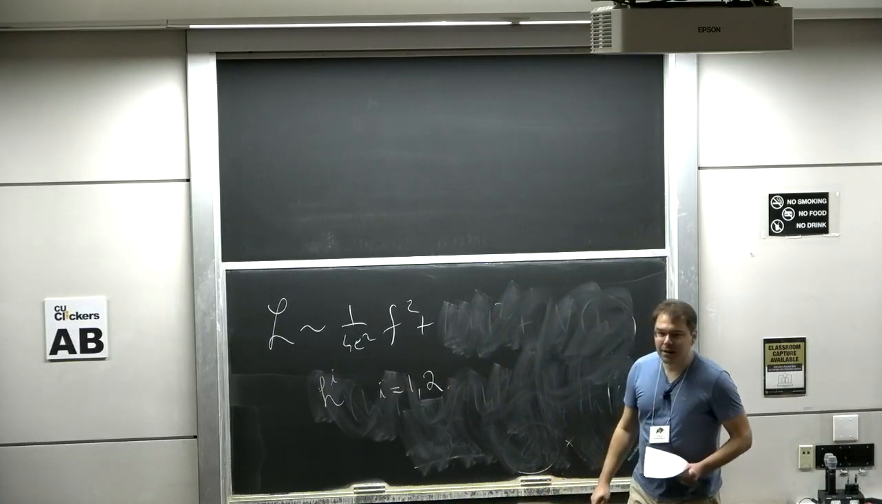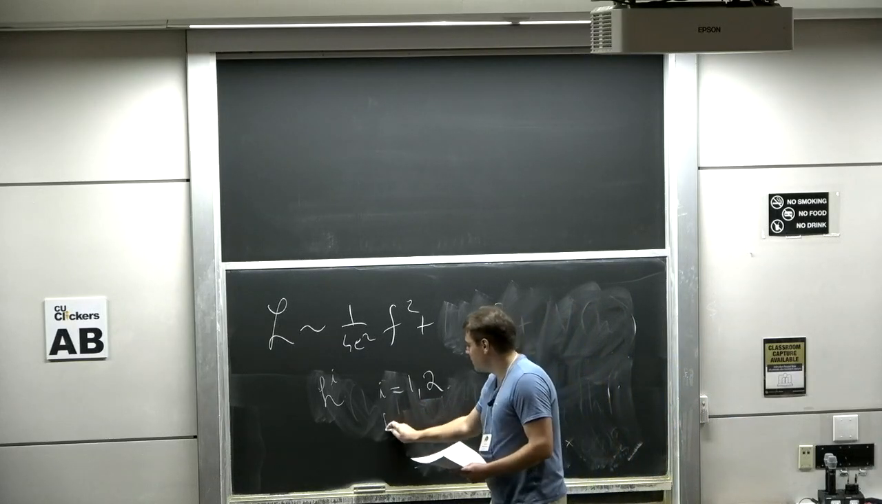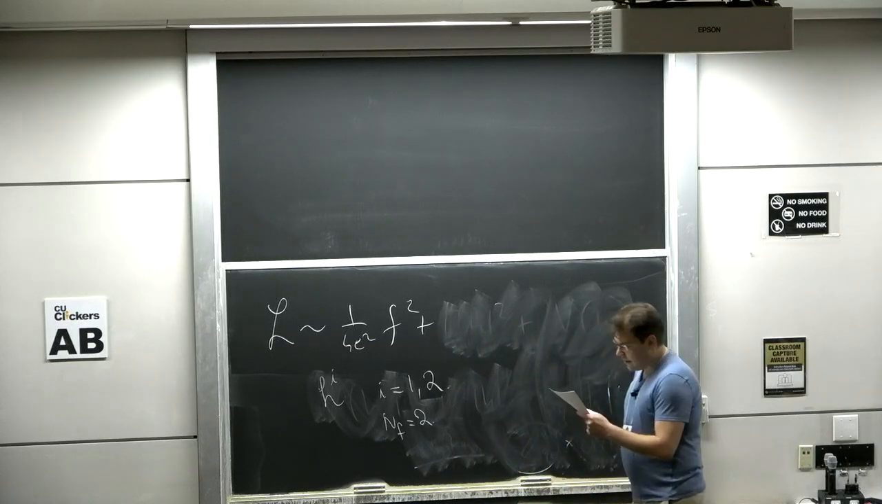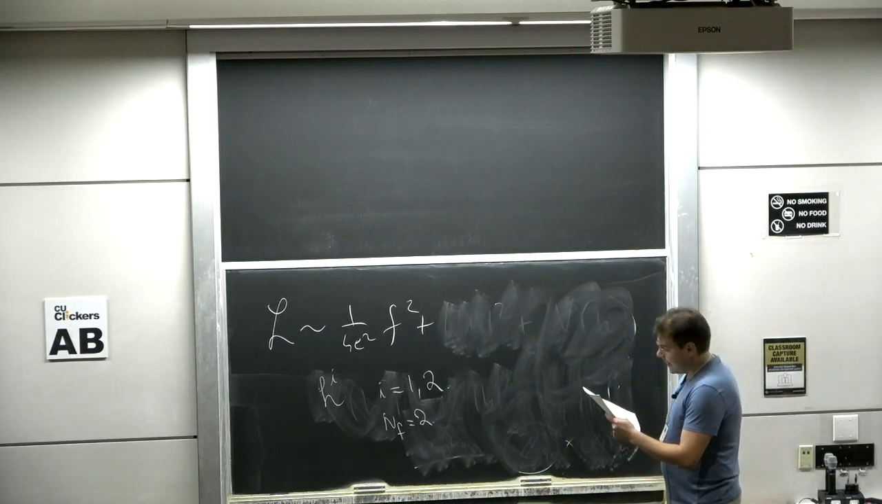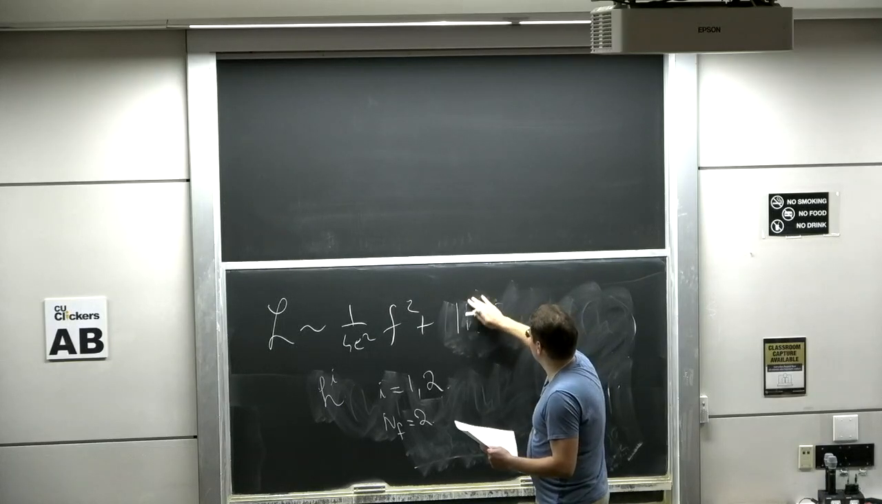So H^i is a pair of Higgs fields. i is a flavor index. So this is what you might call N_F equals 2 scalar QED. And otherwise, the Lagrangian is exactly the same. Maybe I shouldn't have erased it.